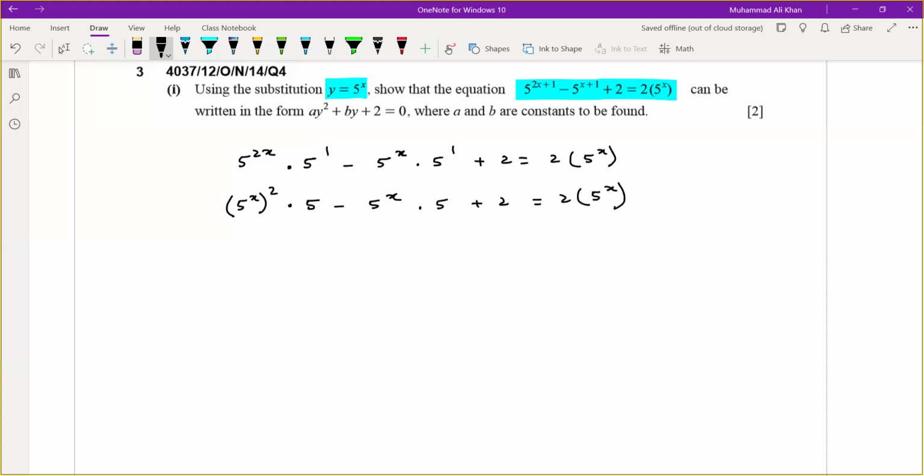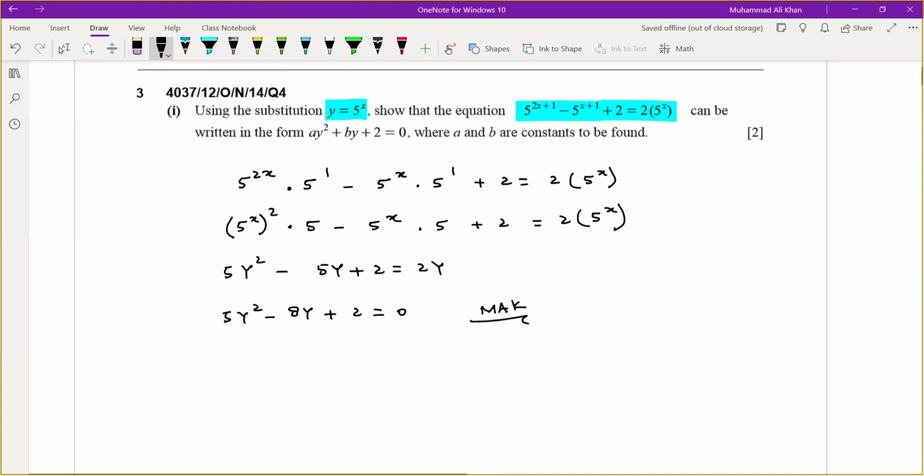Now, 5 power x is y. So I'm writing here y squared, and here it is 5 minus 5y plus 2 is equal to 2y. So now 5y squared minus 8y plus 2 is equal to 0. This is the quadratic equation which we have to write.